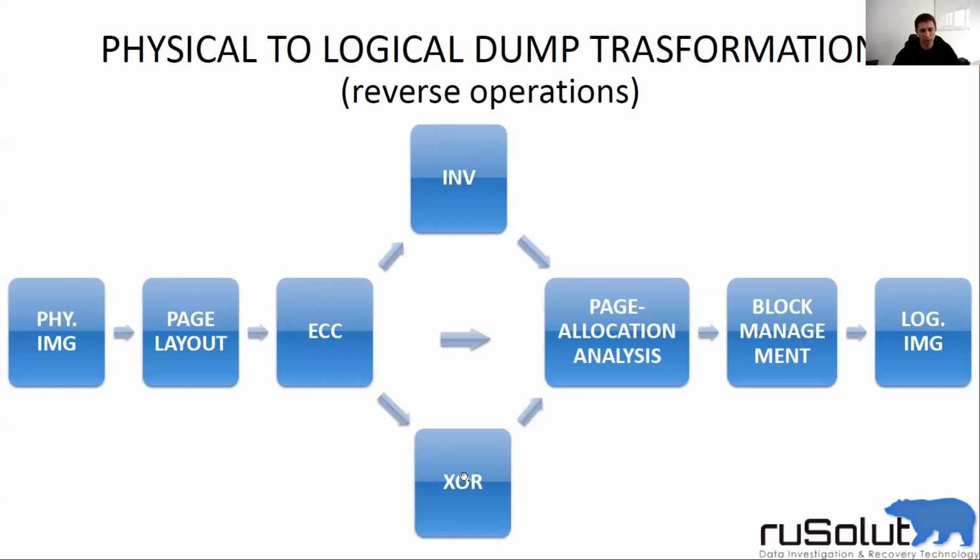or XOR transformation. For some very old cases, there could be a situation when we don't have to apply anything. We just can proceed with page allocation analysis after the ECC. So there is no inversion or XOR transformation there. But normally for the majority of newer cases, we always have to use the XOR.